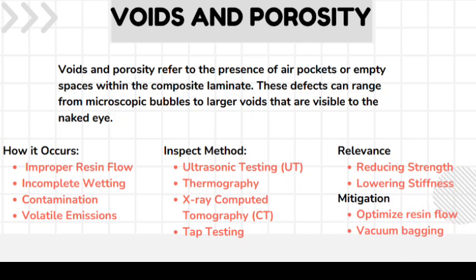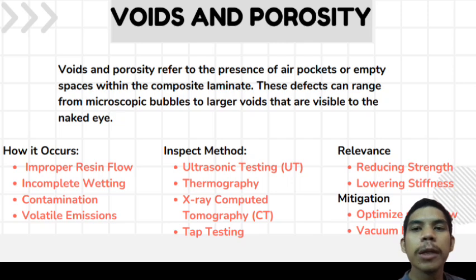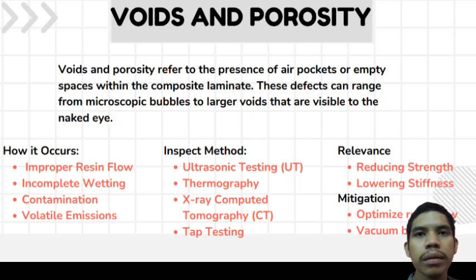How to inspect them? Various non-destructive methods are employed to detect and quantify voids and porosity in composite laminates. Firstly is ultrasonic testing. High frequency sound waves are used to detect internal defects. X-ray computed tomography provides a detailed 3D image of the internal structure. Thermography: an infrared camera detects temperature variation on the surface of the laminate. Lastly is tap testing for the voids and porosity.